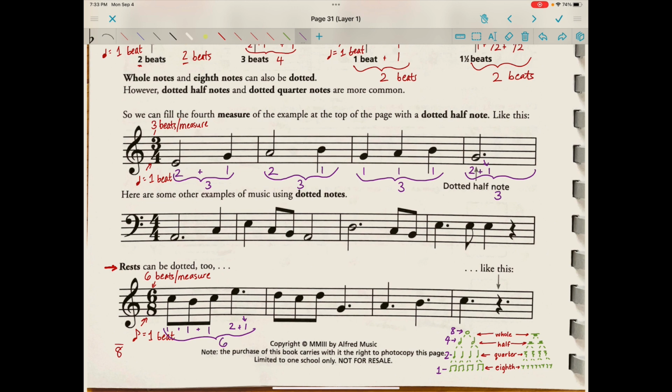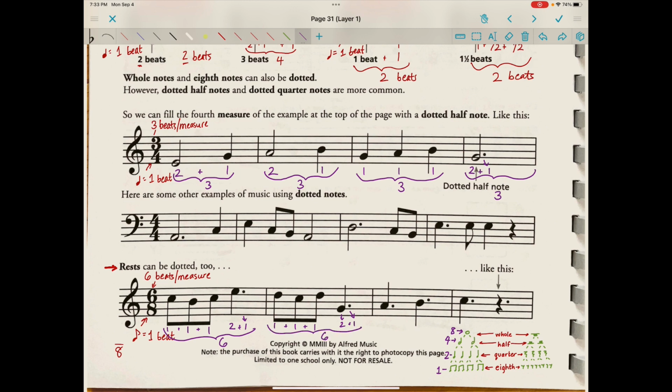Perfect. Next measure, 1 beat for each eighth note again, and then again, you'll notice another dotted quarter note. So we have 2 beats for the quarter note and half of that for the dot, because a dot is worth half of whatever note it's dotting. So again, a total of 6 beats in this measure.